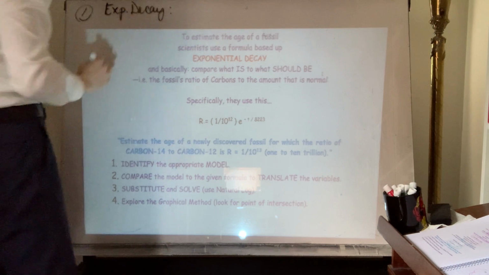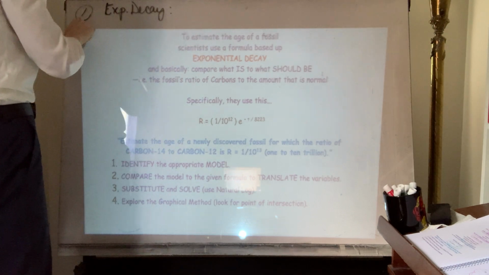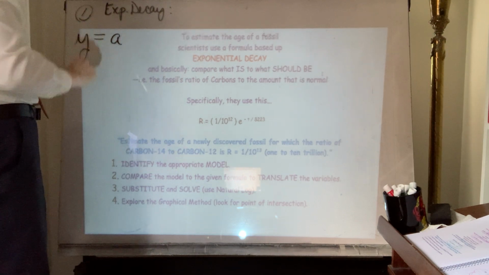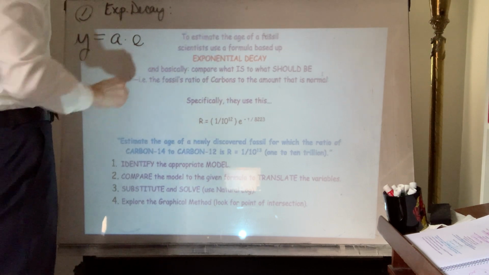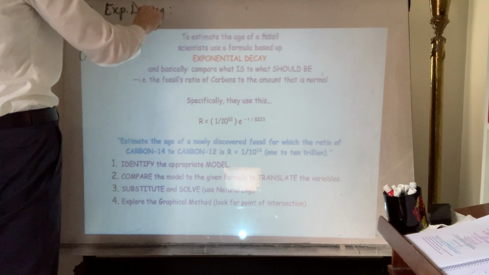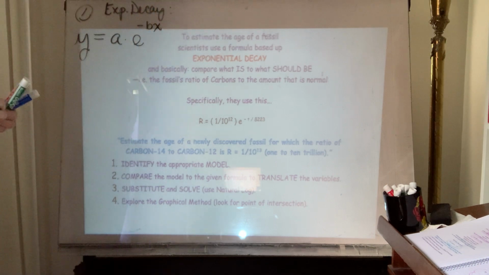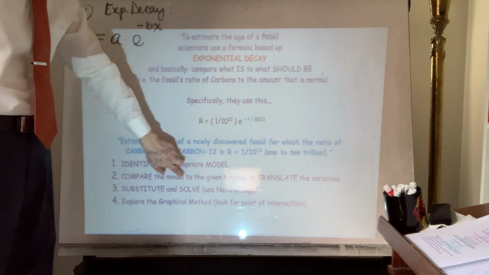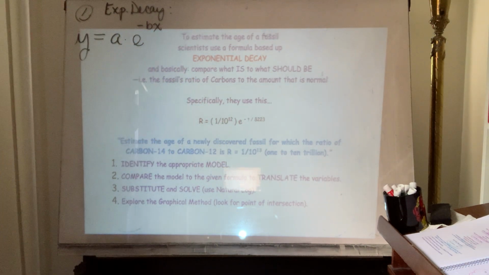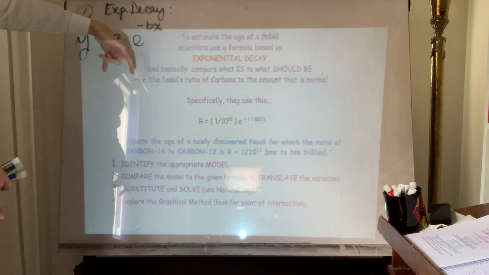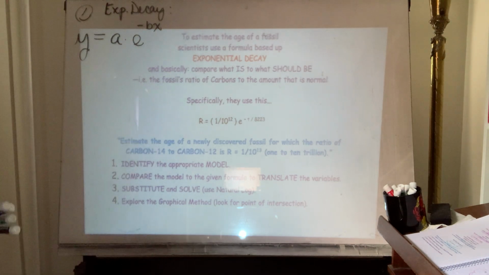Some similarities to this. It's the same basic shape, a little tweaked in terms of the labels. So identify the appropriate model and then compare the model to the given formula to translate what the variables would be. This is what the model is. I'm going to write it immediately underneath it for the sake of comparison.